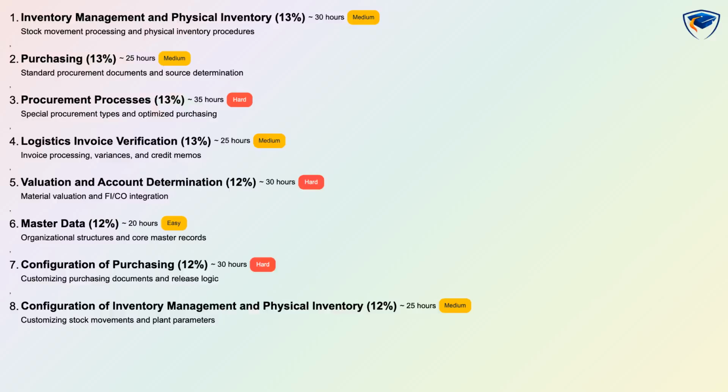Inventory management and physical inventory is 13%. Purchasing is 13%. Procurement processes is 13%. Logistics invoice verification is 13%. Valuation and account determination is 12%. Master data is 12%. Configuration of purchasing is 12%. And configuration of inventory management and physical inventory is 12%.